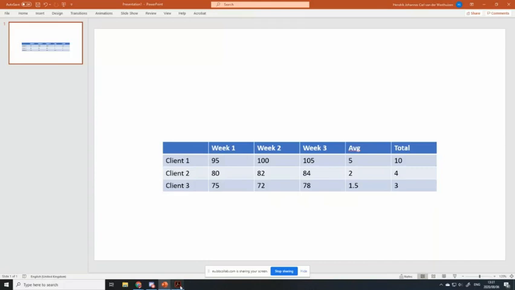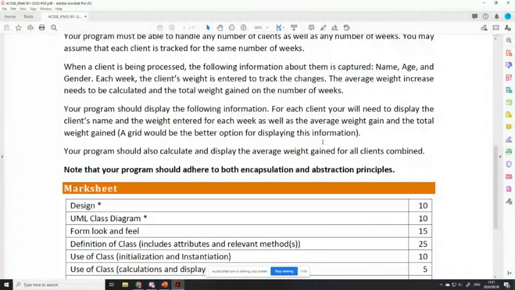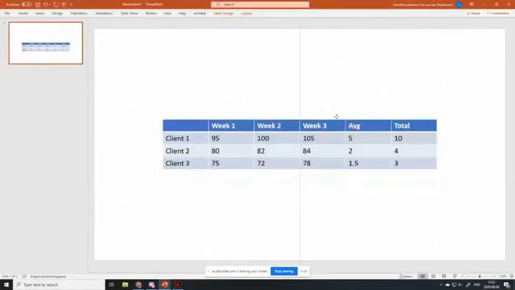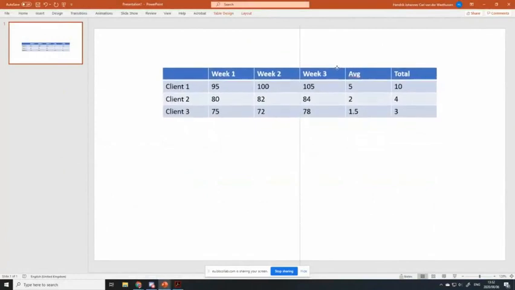All right, then let's look at the last part. The last part of the display information is, you need to display the total weight gain and the average weight gain. And then ultimately, your program should also calculate and display the average weight gained for all clients combined. Now, this is where I've seen some confused questions.